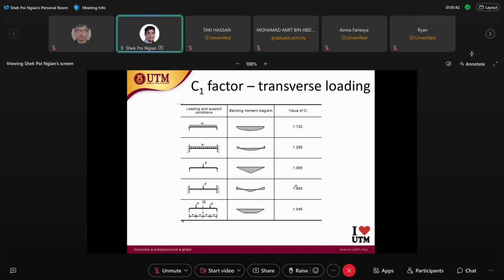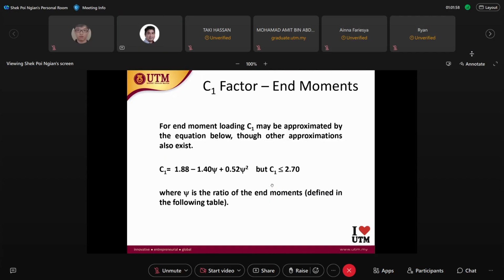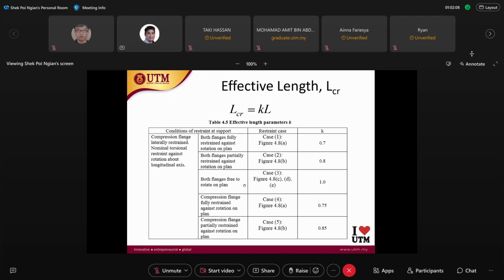Okay, so this is the C1 factor, if your moment is not an end moment diagram. And this is using the equation. And this is the formula for MCR. Okay, LCR. LCR is called the effective length or critical length. Critical length very much depends on the end restraint.